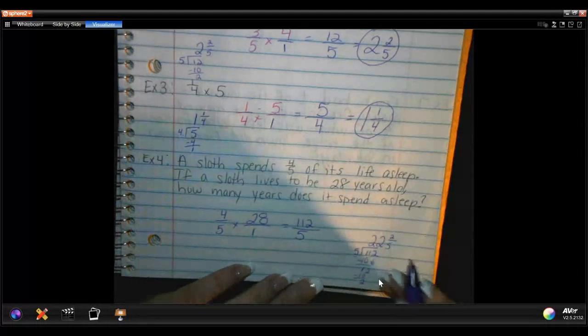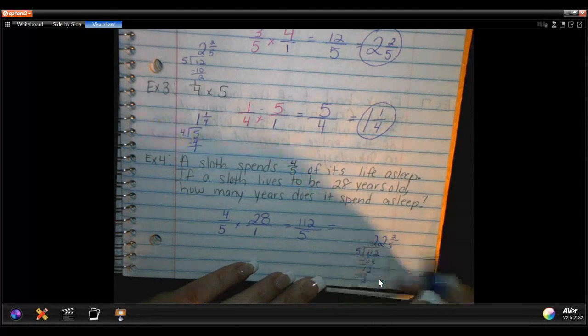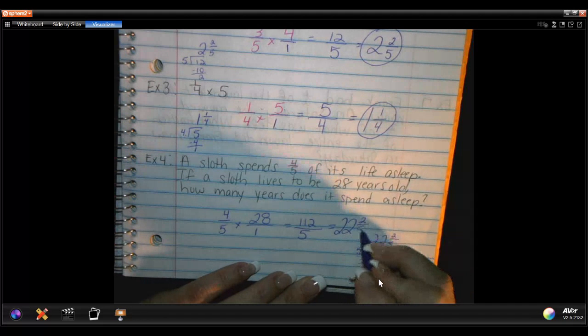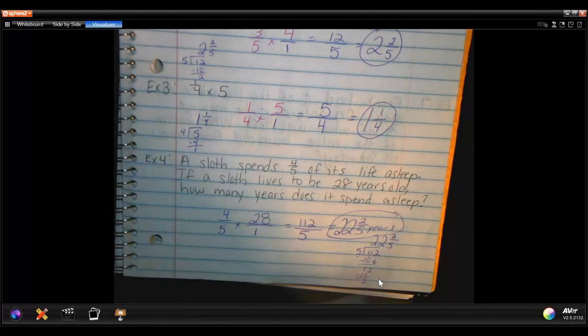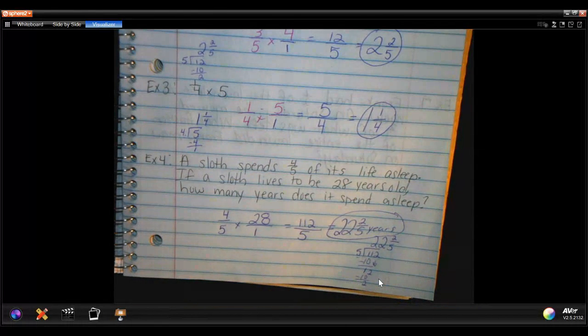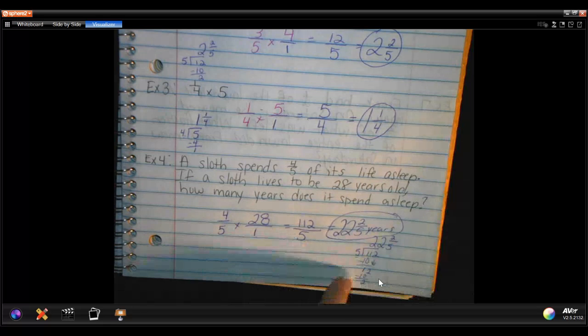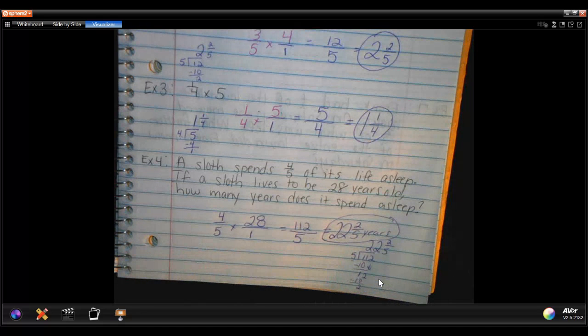So how many years did the sloth spend sleeping? It spent 22 and 2/5 years asleep. Okay. Again, make sure you simplify. By simplifying, all you're doing is dividing those two numbers. If you divide it in a calculator, you're going to get a decimal. So you might want to actually write out the numbers longhand in order to ensure you get the right answer.